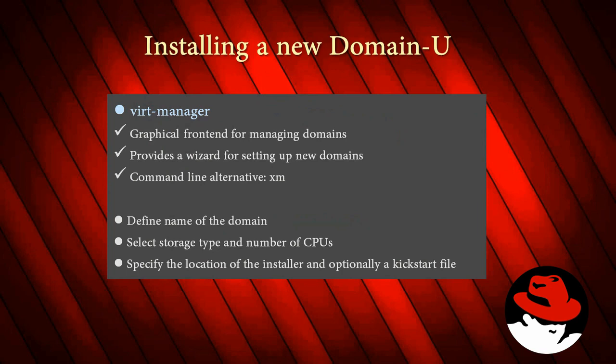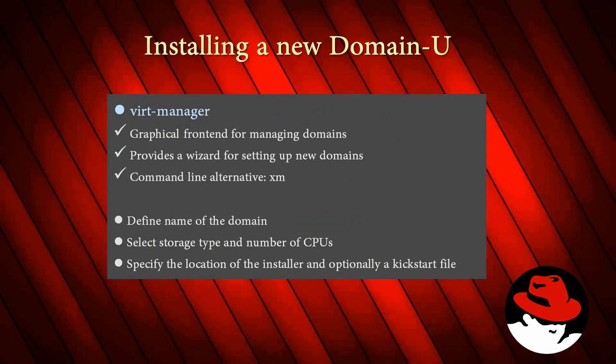Now you can install a new domain U with Virtual Manager, or virt-manager, which is a graphical front end for managing domains or images. It provides a wizard for setting up new domains. The command line alternative for Virtual Manager is xm. You have to use the xm command in the virtual console or Linux terminal to access the virtual manager.